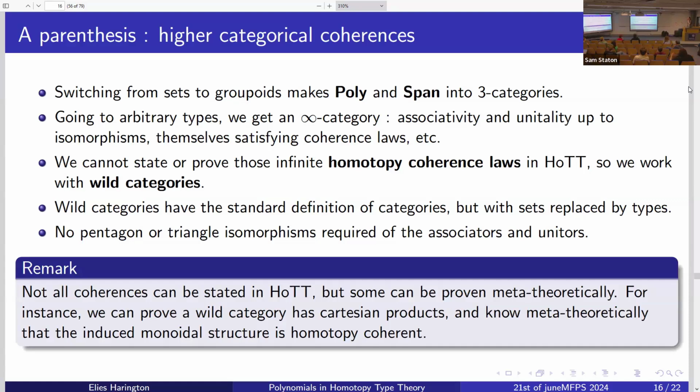So if we show that we have a Cartesian closed wide category, even though wide categories are not that much structure, if we know from outside the theory that this is actually an infinity category, we know that it is Cartesian closed in the infinity categorical sense. So I can tell more about this later if people ask me questions about it.